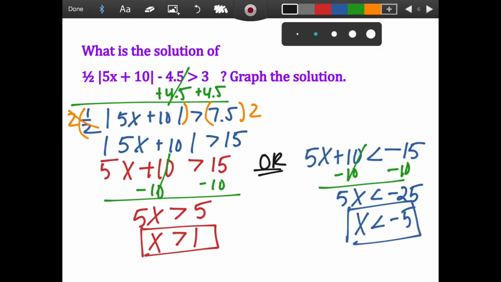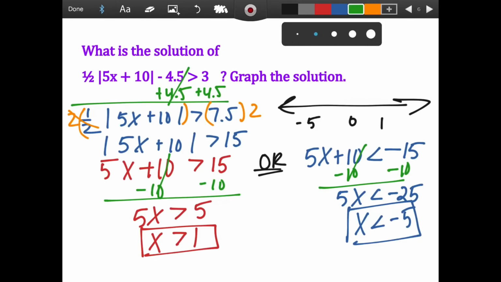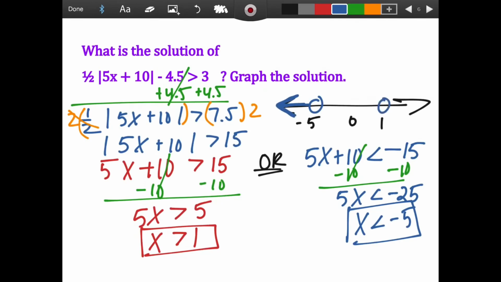And when we graph this solution set on our number line, we have negative 5, 0, and positive 1. X is less than negative 5, so we have an open circle at negative 5, and we're shading everything to the left all the way to negative infinity. And x is greater than 1, so we have an open circle at 1, and we're shading everything to the right to positive infinity.